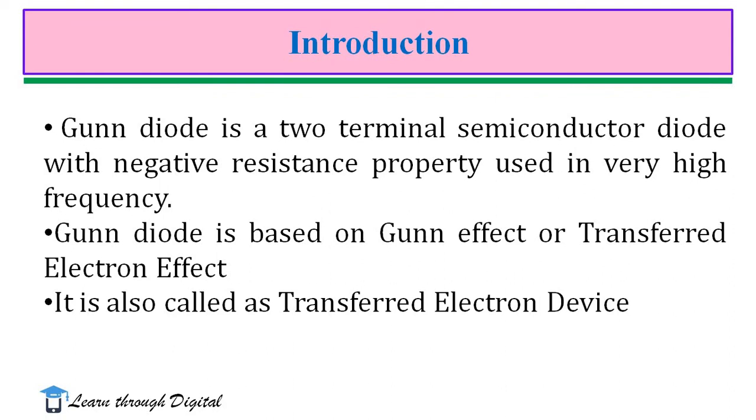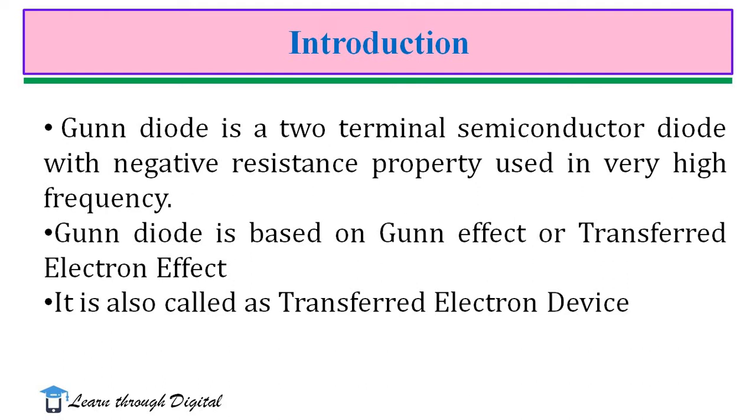Gunn Diode is a two-terminal semiconductor diode with a negative resistance property used in very high frequency. Gunn effect diodes are named after J.B. Gunn, who in 1963 discovered periodic fluctuations of current passing through the N-type gallium arsenide specimen when the applied voltage exceeded a certain critical value.